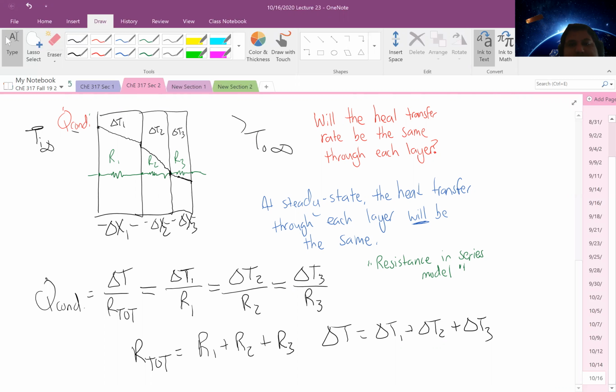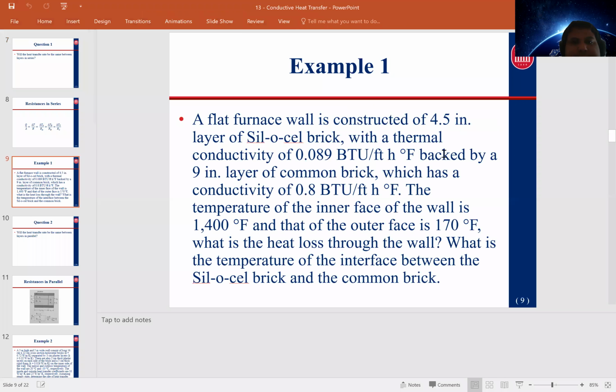So let's take a look at an example. In this example, I have a flat furnace wall constructed of a layer of what's known as silocell brick with a thermal conductivity of 0.089 BTUs per hour per foot per degree Fahrenheit, backed by a 9-inch layer of common brick, which has a thermal conductivity of 0.8 BTUs per foot per hour per degree Fahrenheit. If the temperature of the inner face of the wall is 1400 degrees and that of the outer face is 170 degrees Fahrenheit, what is the heat loss through the wall and the temperature of the interface between the silocell brick and the common brick?